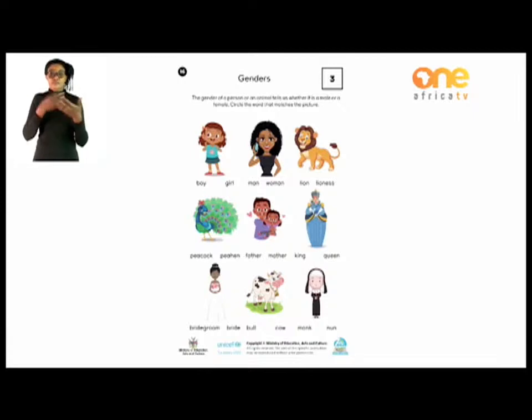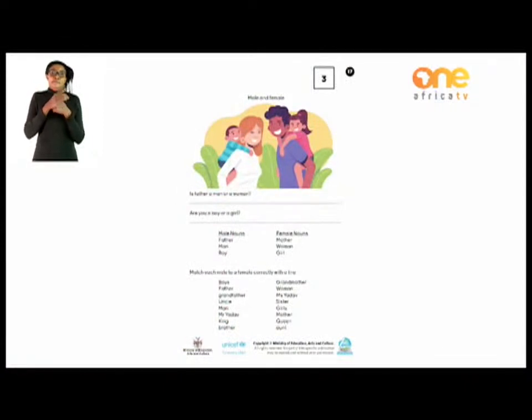Page 17. Are we all at page 17? Good. We have a picture there of a male and a female. A boy or a girl. Now, under the picture, there are 2 questions that we need to fill in the answers on top of the line. Question 1. Is father a man or a woman? A man. Are you a boy or a girl? A girl. Good. You fill in the correct answer on the line.